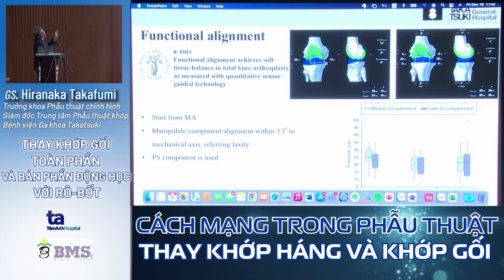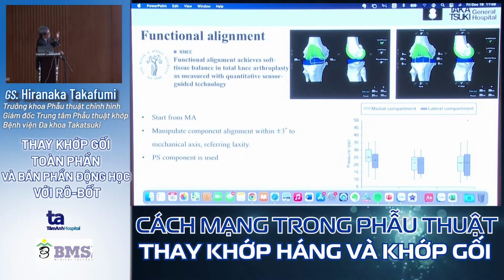So using the computer, we can more accurately balance the gap, so-called functional alignment. This technique is based on the intraoperative measurement by the robot, such as leg alignment and laxity. Using the robot, we can get the laxity in extension, flexion, mid flexion and deep flexion. Using this data, we can manipulate intraoperatively and get the good balance. So this approach is basically focused on achieving the good balance throughout the motion.